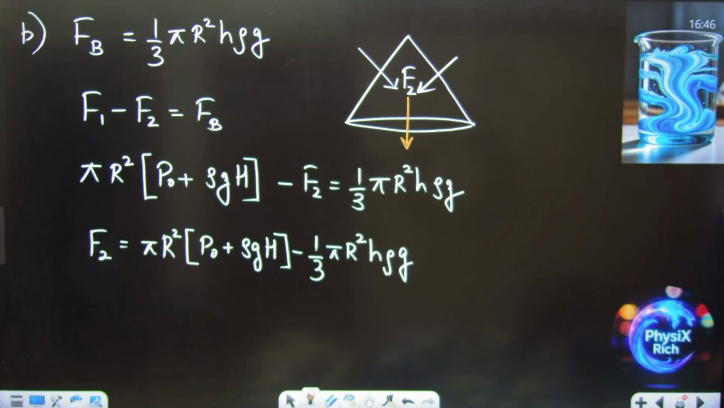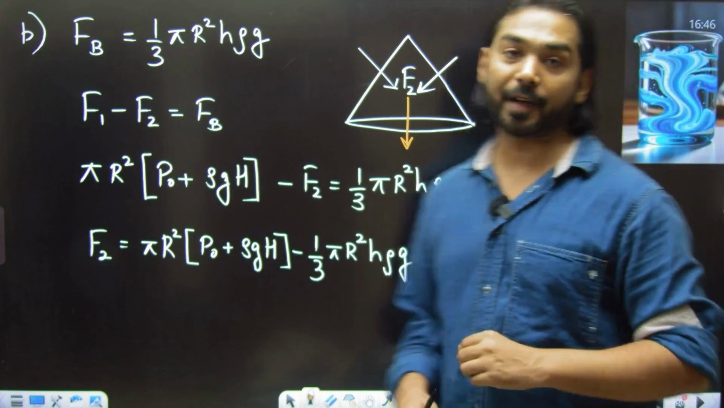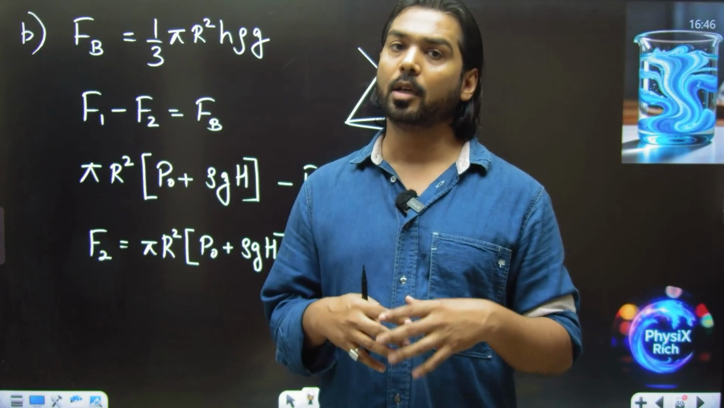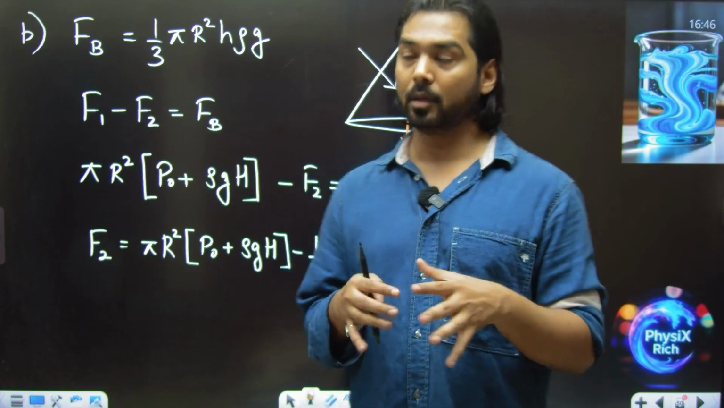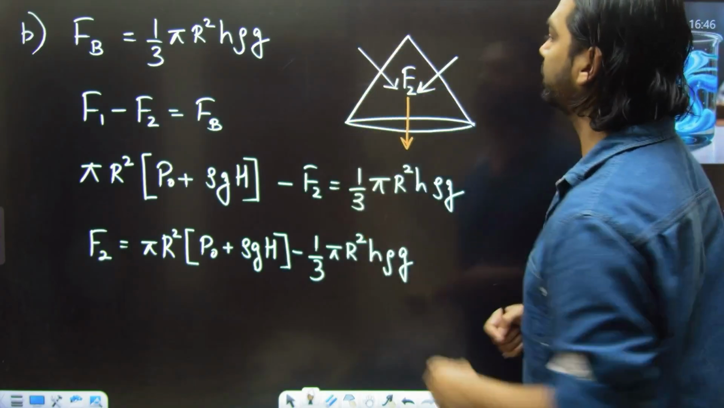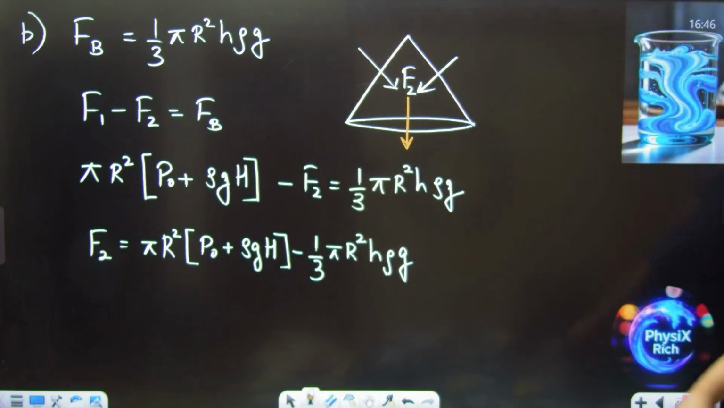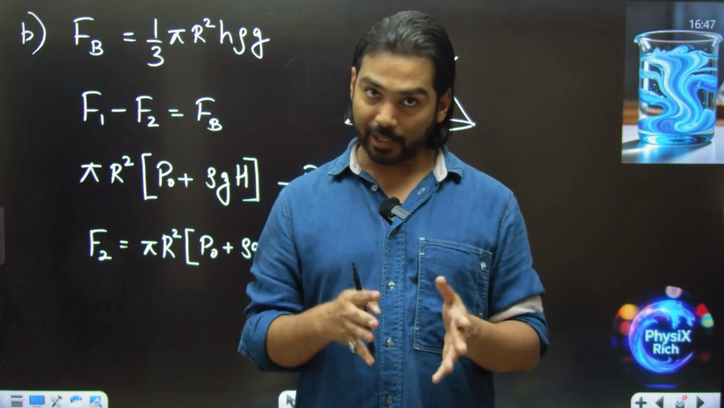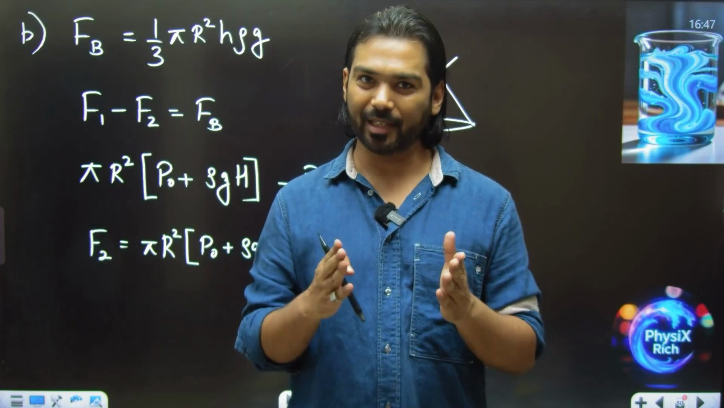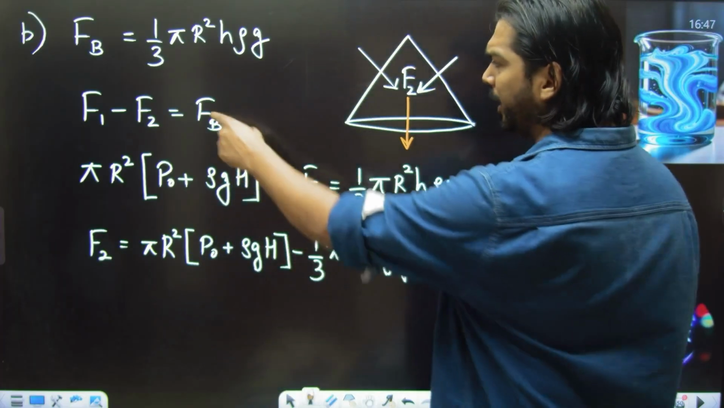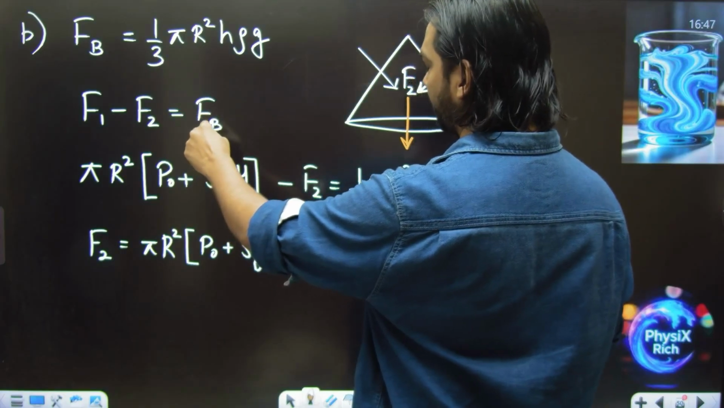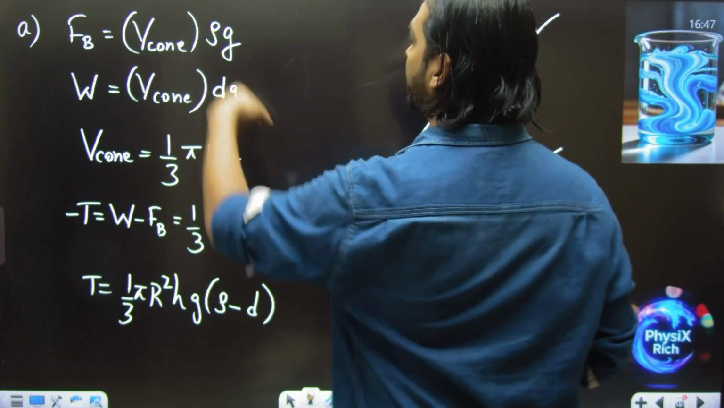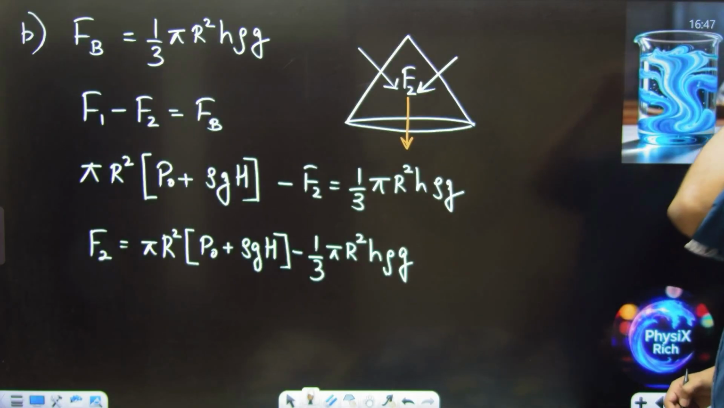So let's move on to the next part, which is to find the force due to the pressure on this cone from the top. Guys, we have understood one very important thing: the force due to pressure is itself the buoyant force. We already know the buoyant force. We have found it here: volume of the cone times rho g. That's the buoyant force.